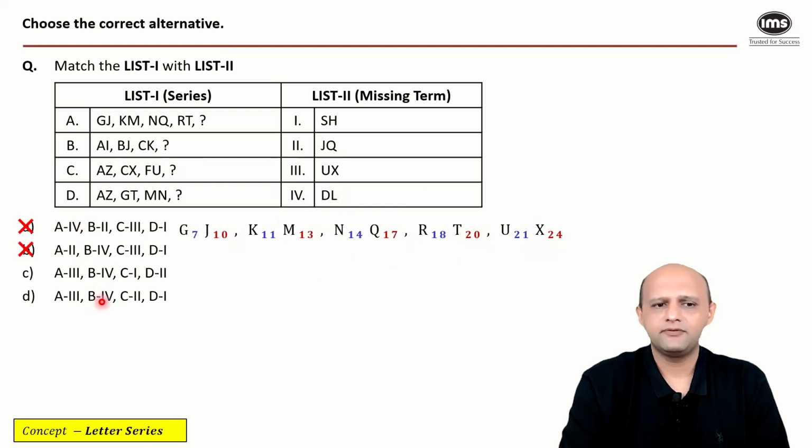Now, out of 3 and 4, B is also similar. It's just a difference of C and D. So again, you could choose either of them. We have chosen to solve the fourth one here. Third one also, I think, can be easily figured out. This is AZ, GT, MN.